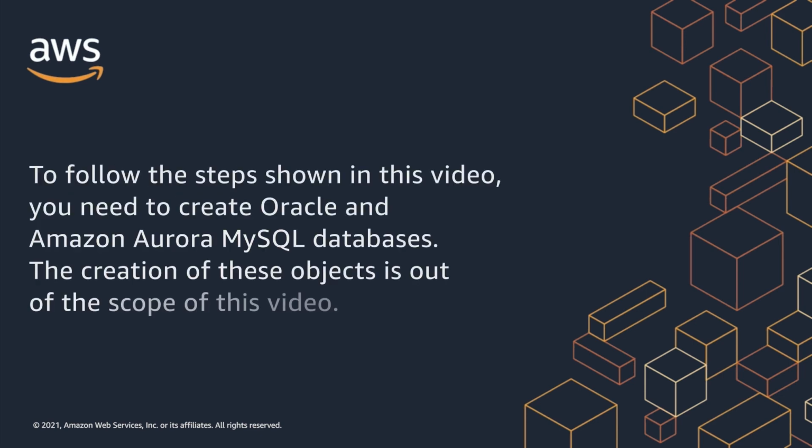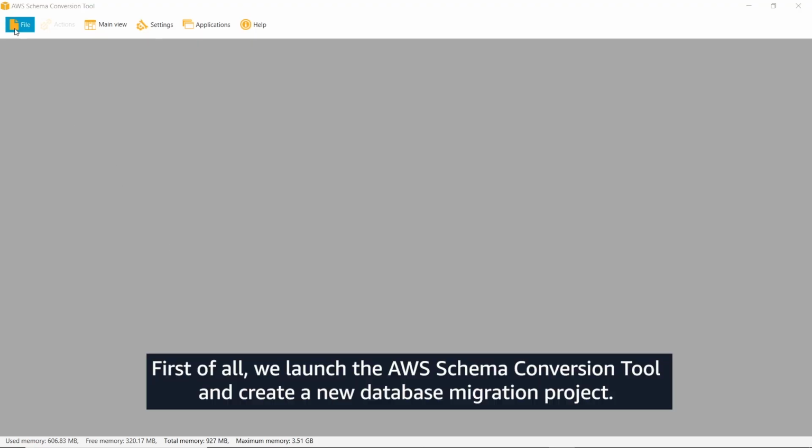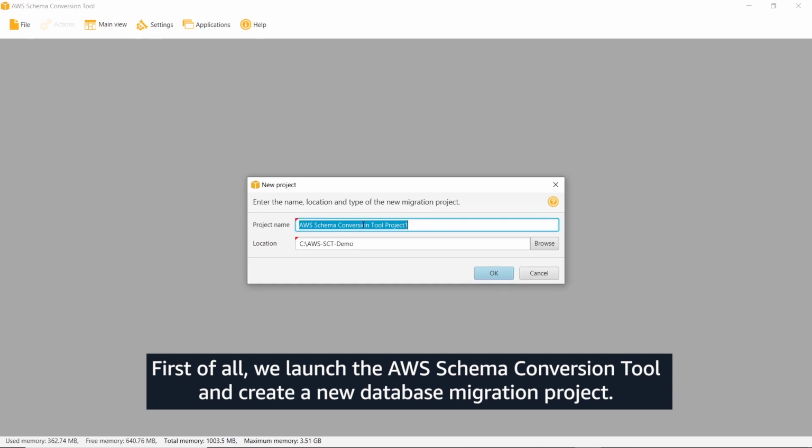To follow the steps shown in this video, you need to create Oracle and Amazon Aurora MySQL databases. The creation of these objects is out of the scope of this video. First of all, we launch the AWS Schema Conversion Tool and create a new database migration project.